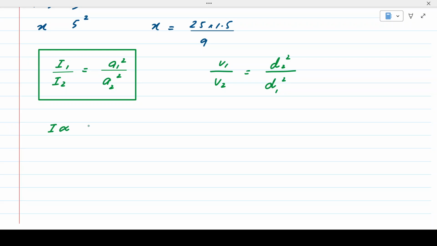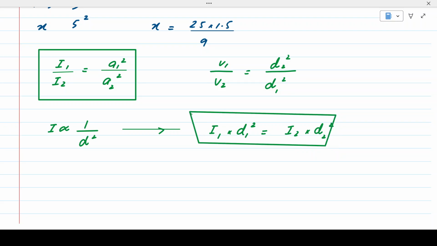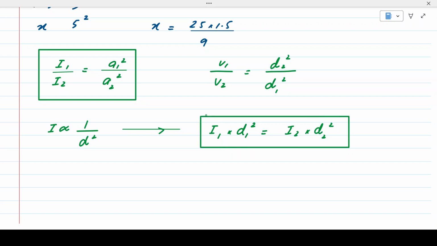Intensity is inversely proportional to square of distance from the source of the wave. Now this one can be written as I1 into D1 square equals I2 into D2 square. So where do we use this? We use it when intensity at a certain distance is given, and now we need to find the new intensity at the new distance. Or the two intensities are given, one distance is given, now you need to find the new distance.